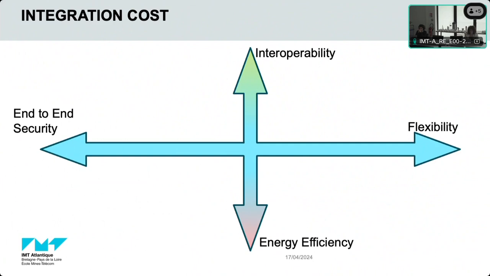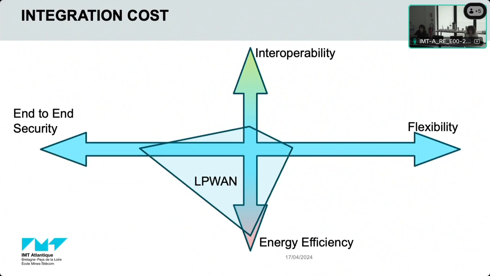So if we look at LPWANs, we're more in this category, meaning we're very energy efficient. We have relatively good security that's not completely end-to-end, but is still very efficient. But on the other hand, we don't really have interoperability. We have to develop new applications every time we want to create a new service. We can't plug into an existing service. The flexibility is also minimal. Since it's a protocol that has few possibilities, we can't do everything. We can't do video on it or anything else.